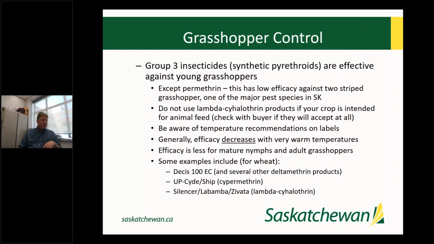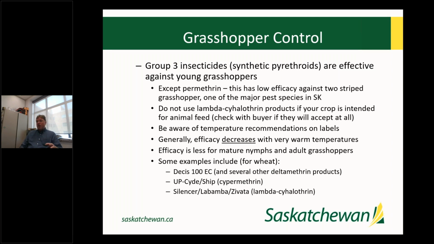So in the case of group 3 insecticides, and I'm just going to back up a little bit, these can be extremely effective for young grasshoppers. And there is one exception in the case of permethrin products. As I recall, that is Ship and Upside. These are not registered for grasshopper control. I hope someone corrects me if I'm remembering those two products wrong.